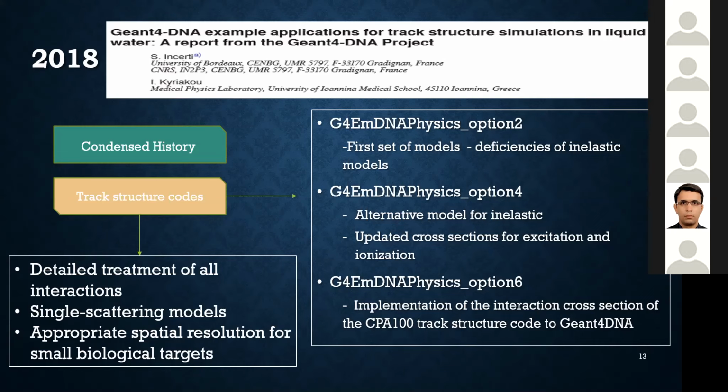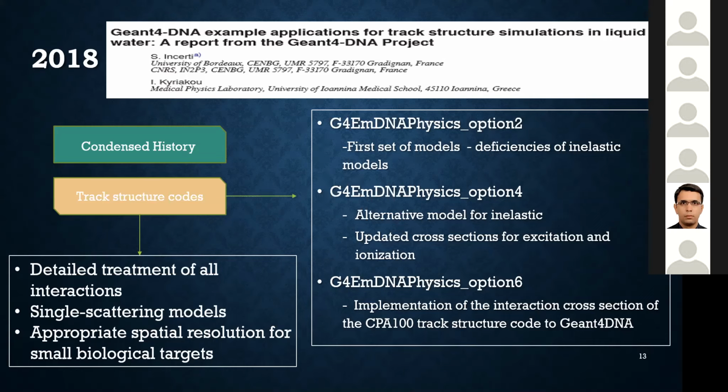They have a detailed treatment of all interactions because they are based on single scattering models, and they also have an appropriate spatial resolution for the small targets that we are creating. So these track structure codes, we said before that there were constructors. You remember, maybe we said that there was a chemistry and a physics constructor. But this physics constructor has also evolved in these track structure codes.